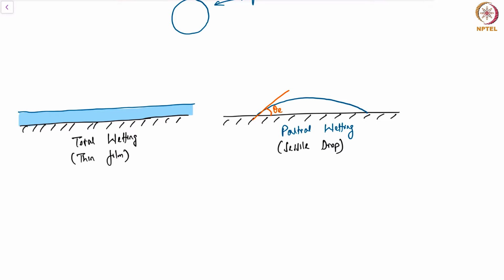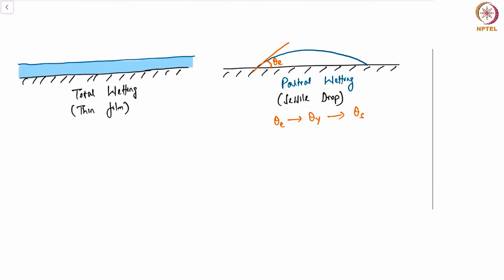Other alternatives would be theta e can also be written as theta y to say that it's a Young's angle. And then we also will have sometimes also referred to as theta s to represent that it's a static contact angle. Now these are all symbols that are used in the literature.